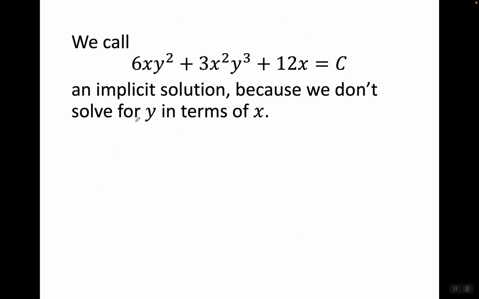We call 6xy^2 + 3x^2y^3 + 12x = c an implicit solution because we don't solve for y in terms of x. We just leave it alone.